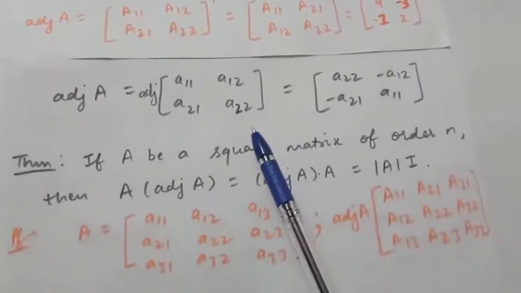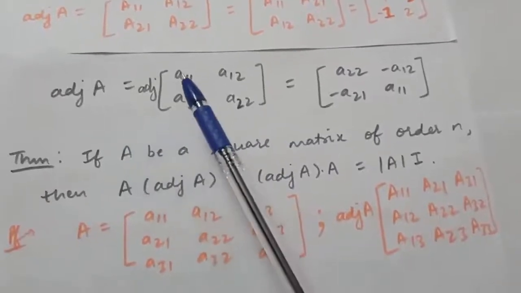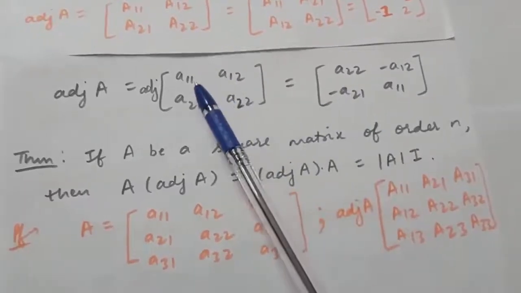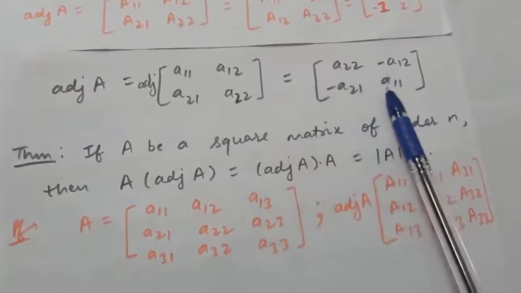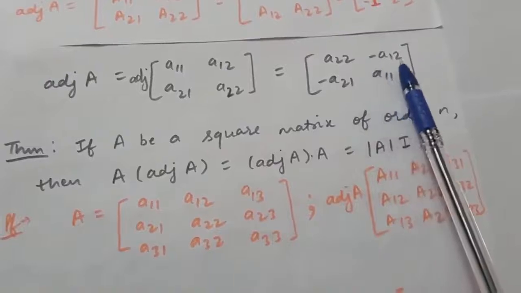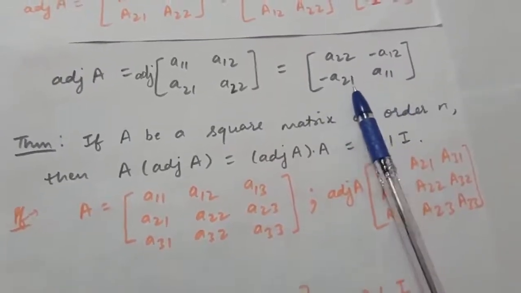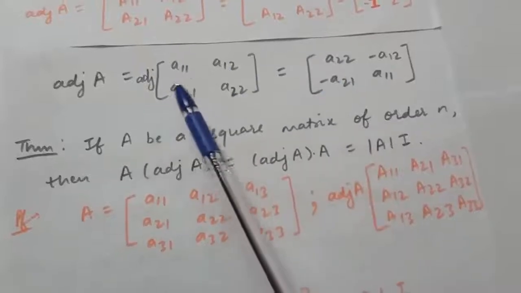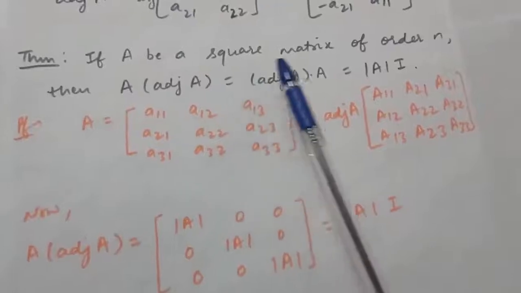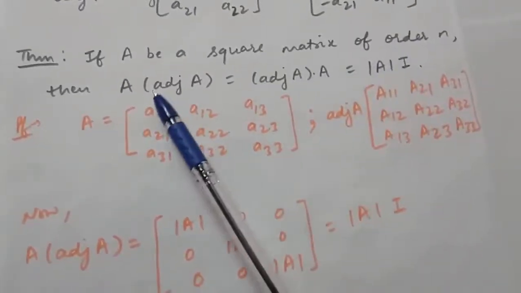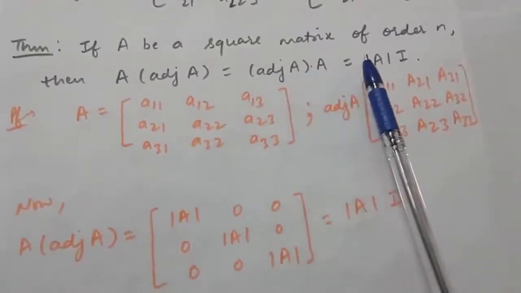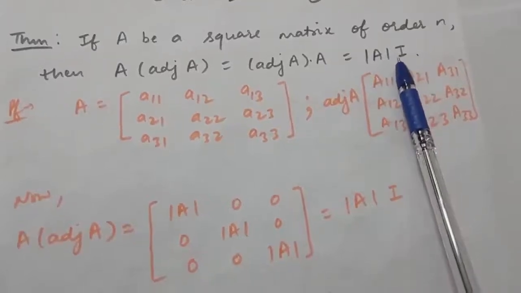So if A is a 2 cross 2 matrix, then adjoint of A, that is adjoint of these elements, will be this. Interchange the diagonal elements and with the non-diagonal elements change their sign. So this will become -A12 and this will be -A21. So this is the direct method to find out the adjoint of 2 cross 2 matrix. Now there comes a theorem. If A be a square matrix of order n, then A into adjoint A is equal to adjoint A into A is equal to determinant of A into I.